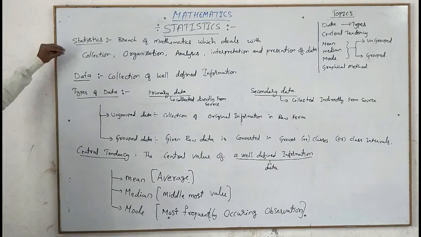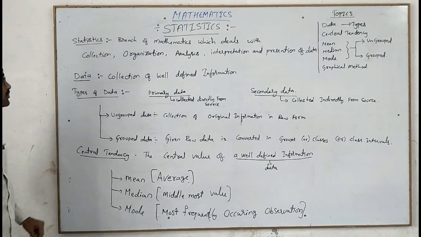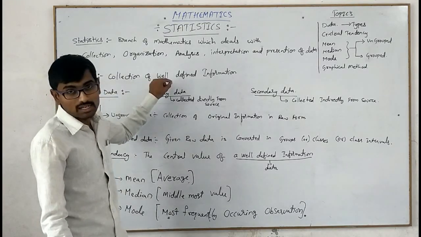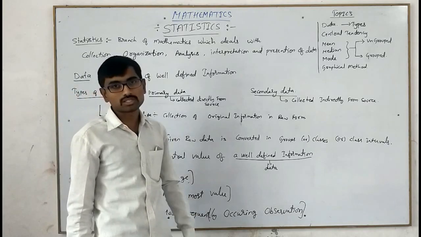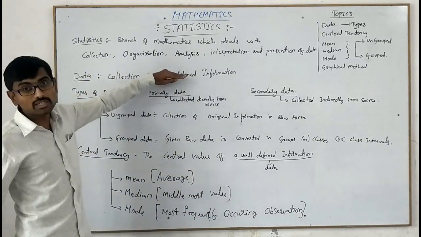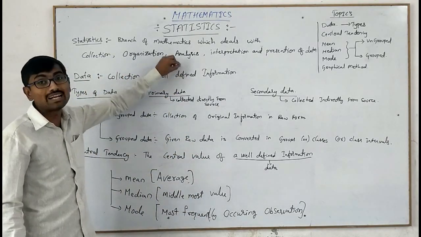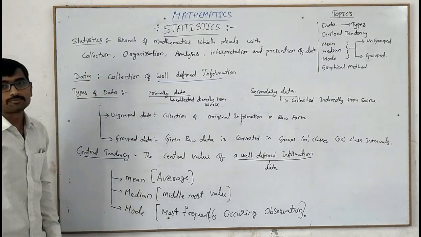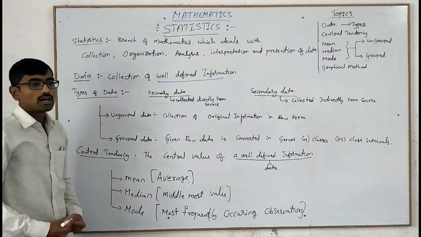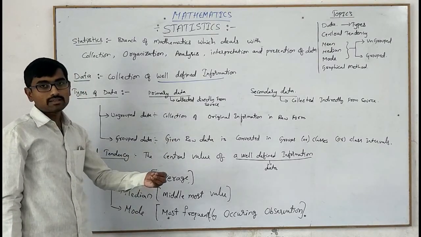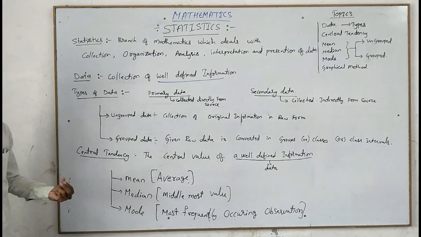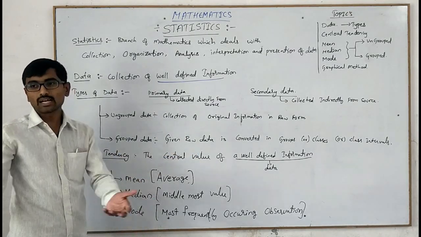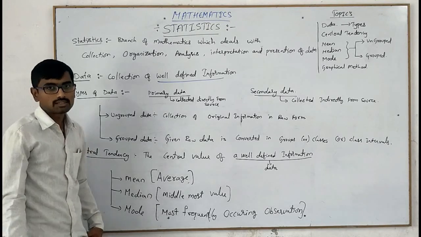Now in this we are discussing data. What is data? Data is a collection of well-defined information. So the information which we are collecting should be well-defined. For example, we are taking information like months in a year, or collecting attendance in the class, etc.